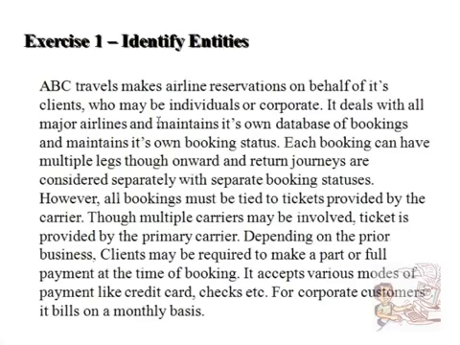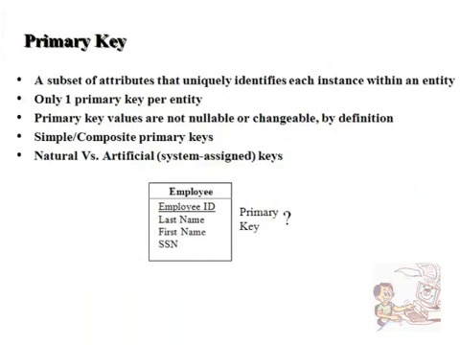Then we have our primary key. What is a primary key? Basically, a primary key is nothing but the unique identifier of each instance within an entity. So if you want to maintain unique data in your entity, that is when you create a primary key. It mainly sits at the entity level. You can only have one primary key per entity.